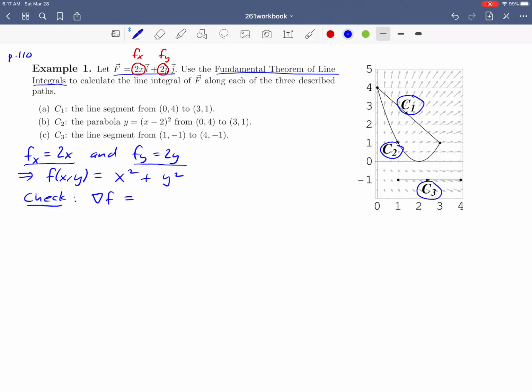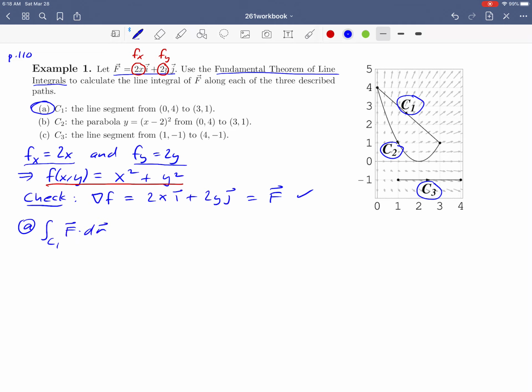Let's do a quick check just to be sure. When we take the gradient of this f that we've written down, does it really give us our vector field? Take the derivative of x squared plus y squared with respect to x, you're going to get 2x, and with respect to y, 2y. And notice that that is indeed the vector field that we started with. So we have a potential function sitting right there. Once you have a potential function, it actually makes calculating line integrals pretty easy. Let's start with part A here.